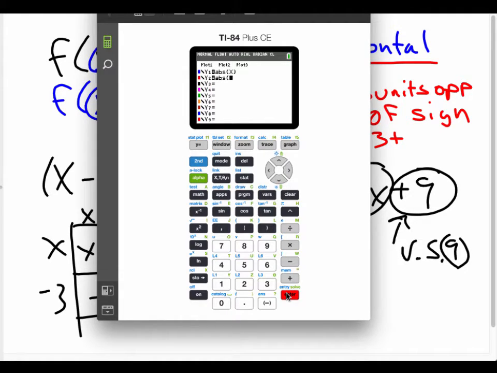I'm going to say x plus 1. What's that going to do to my absolute value function? Horizontally shifted 1 to the left. Yep, 1 to the left horizontally. Cool. Now watch this. What if I take that same function and I subtract 3?